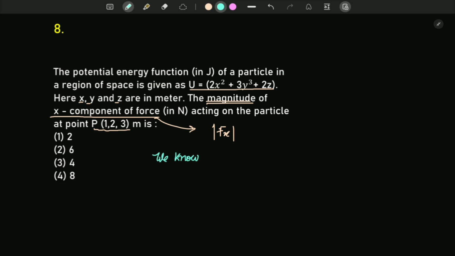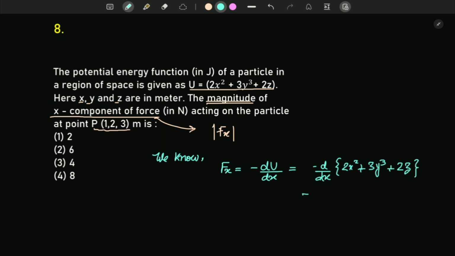So we know that Fx equals minus dU by dx. Only we need to differentiate with respect to x. So minus d, and in the bracket we take 2x square plus 3y cube plus 2z, dx.